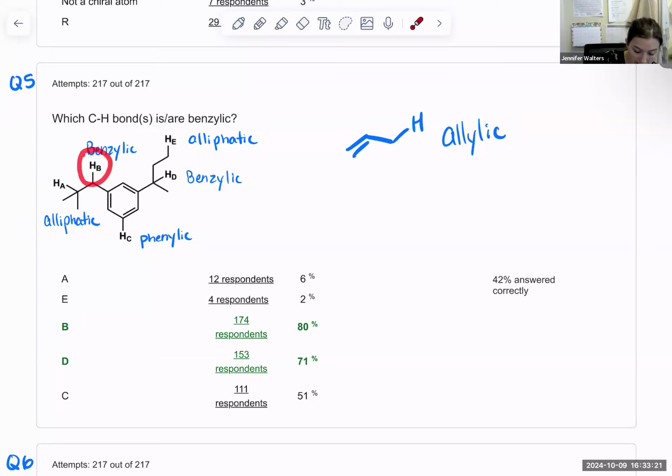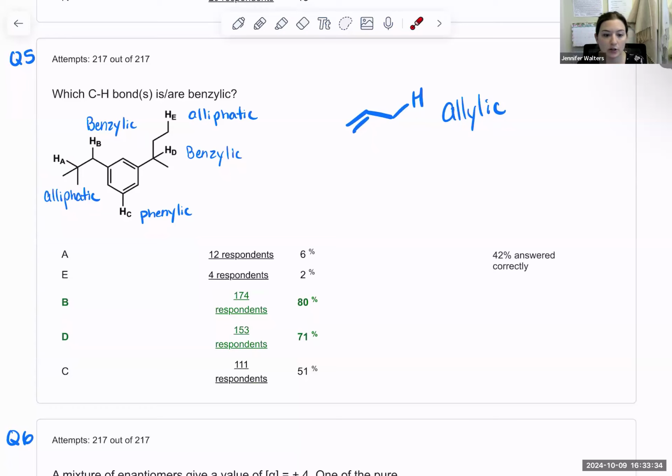So B and D are the only 2 benzylic ones because they are right outside the benzene ring. And then A and E are aliphatic because there's no resonance or anything associated with them.